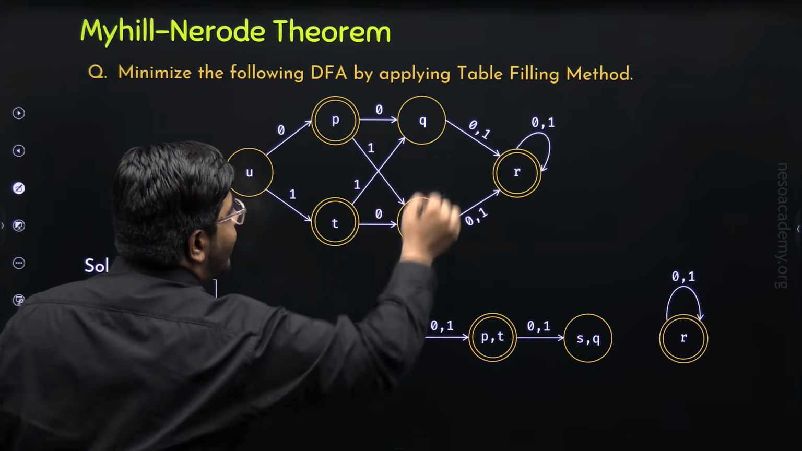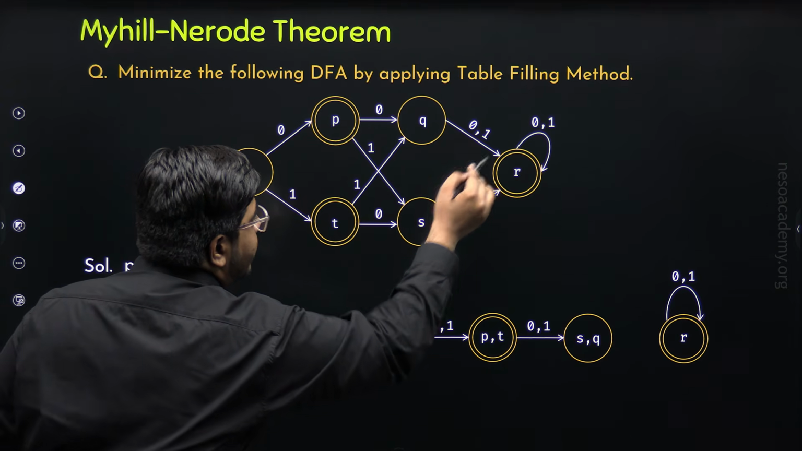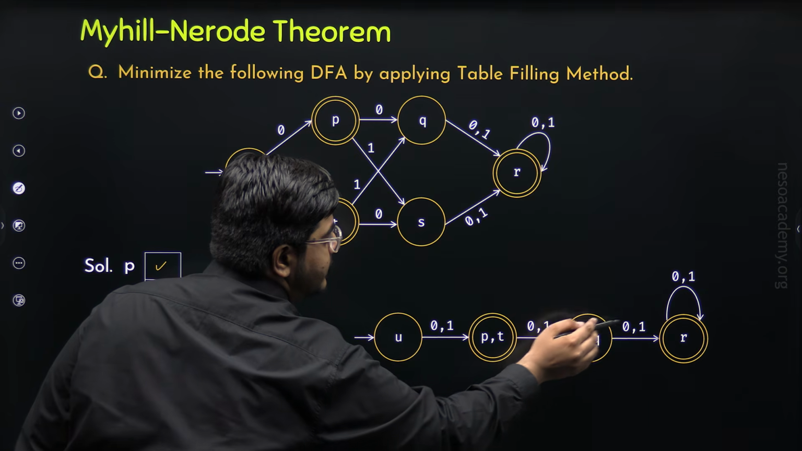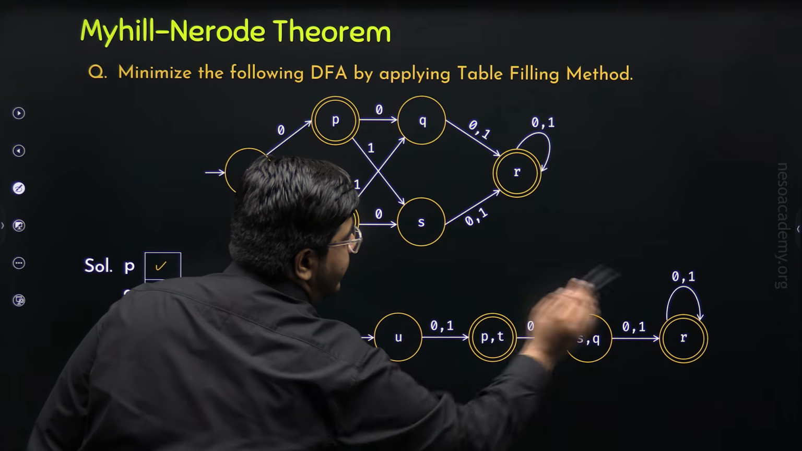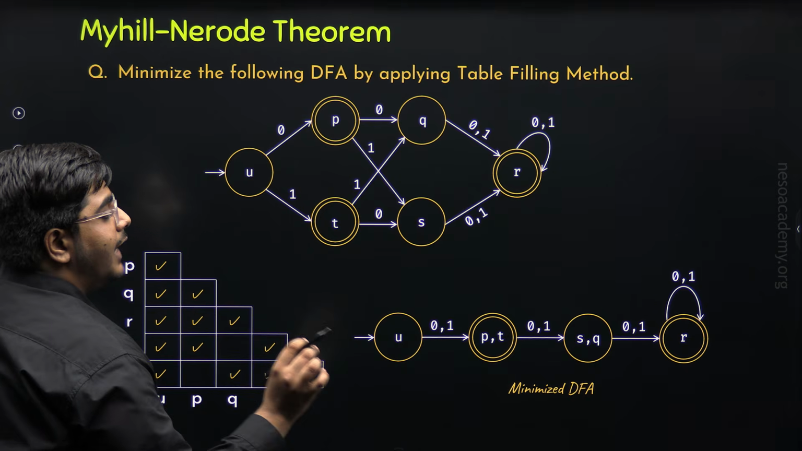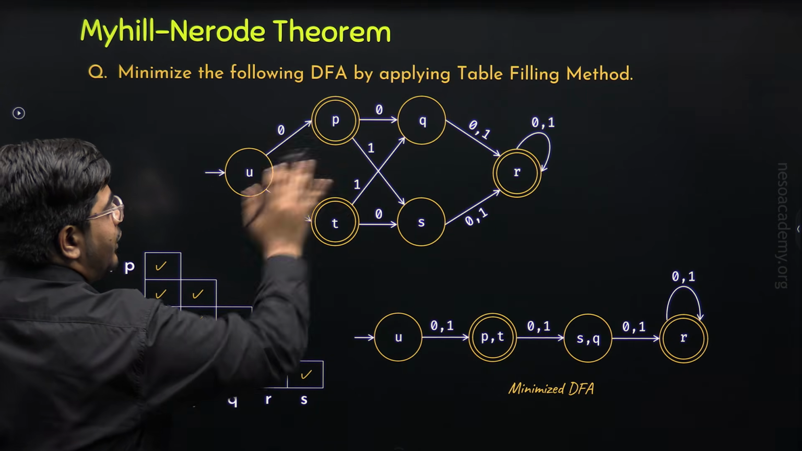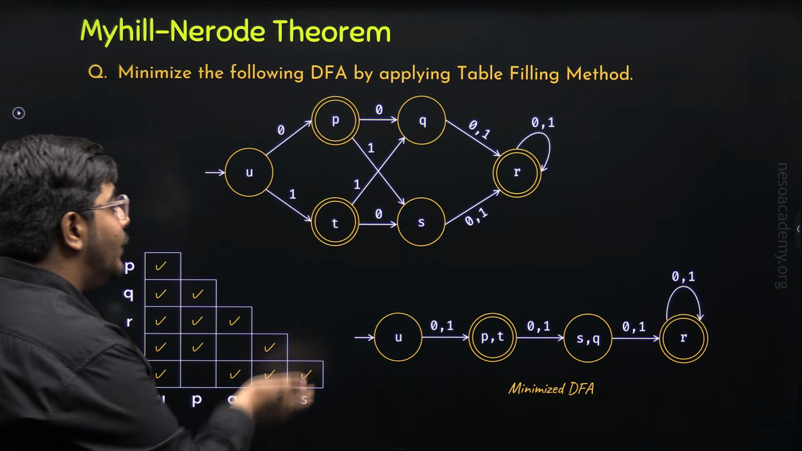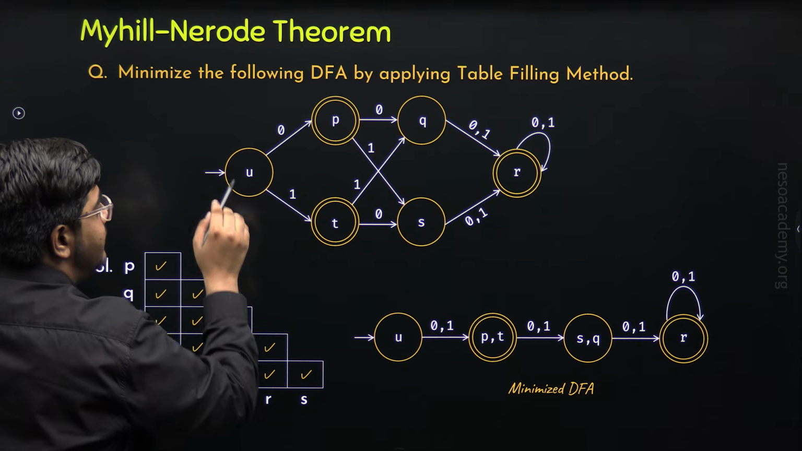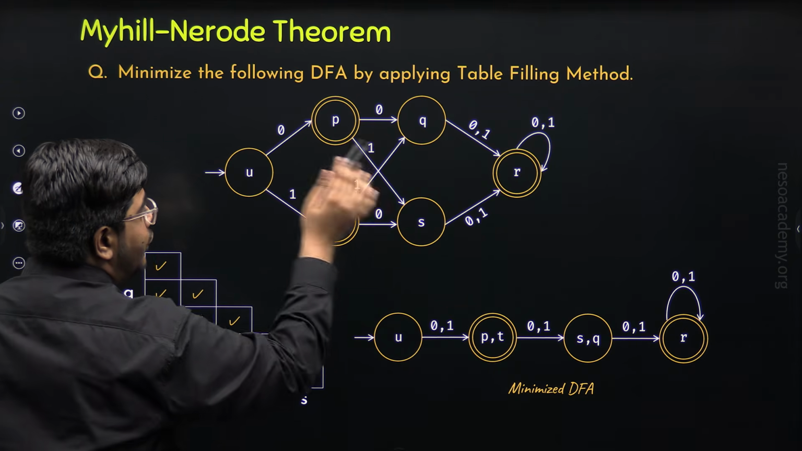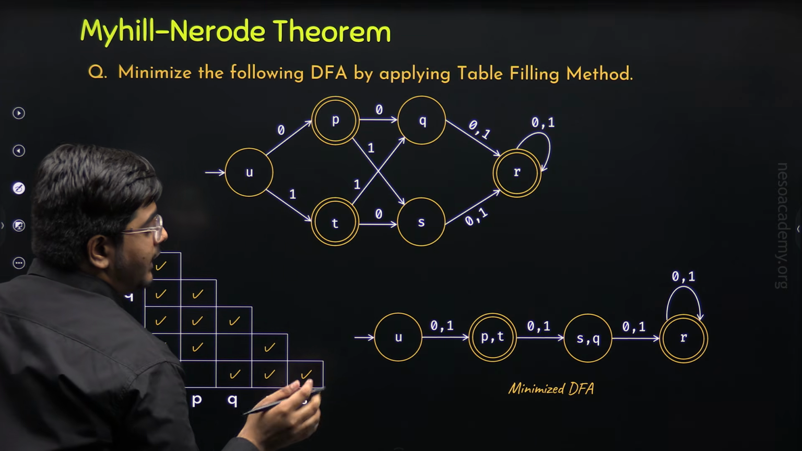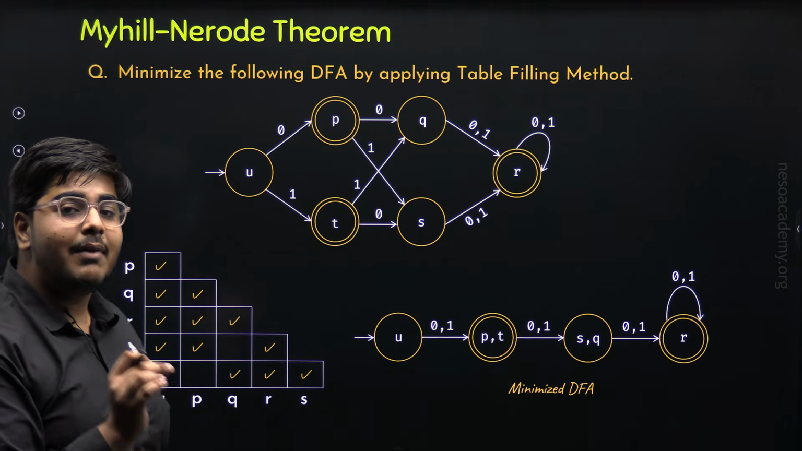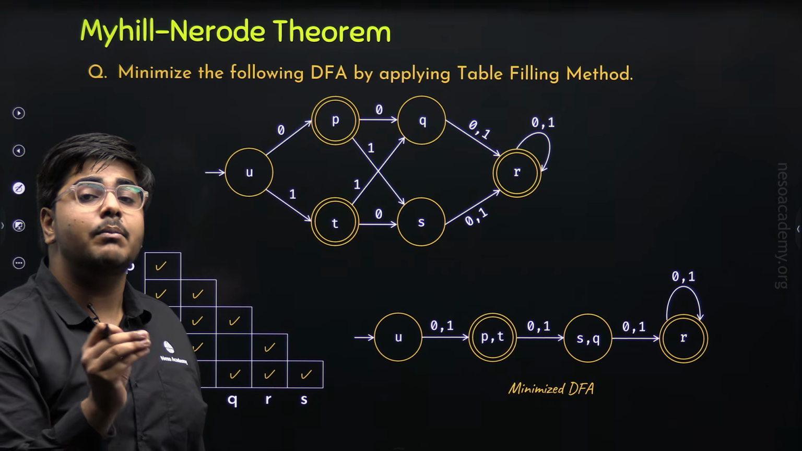Now Q, S on getting 0, 1, the next state is R. So similarly we can draw for the state S, Q on getting the symbols 0 and 1, we will reach the state R. This is the minimized DFA that we have got after minimizing this particular DFA by applying the table filling method or Myhill-Nerode theorem. You can see that our original DFA contains 1, 2, 3, 4, 5, 6, total 6 states. And our minimized DFA contains just 1, 2, 3, 4 states. In this way, we have minimized this DFA by reducing the number of states.